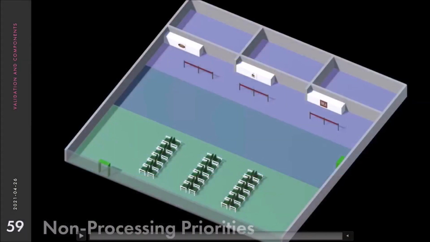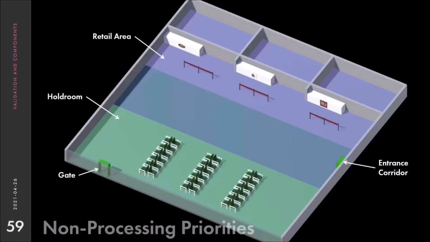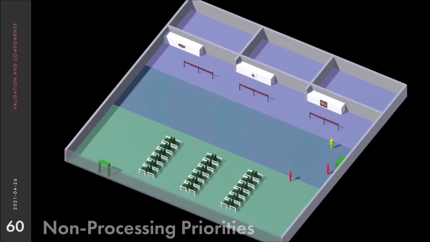The next test explores if agents can follow different behavior if they're assigned different priorities. This layout is designed as a simple departure concourse. The blue area represents an entrance corridor to a much longer terminal. The green area represents a single gate hold room, and the purple area represents linear food and retail areas. When a passenger enters this concourse, their flight is not ready for departure, so they have a choice. They can either wait in the hold room or go to the retail area.